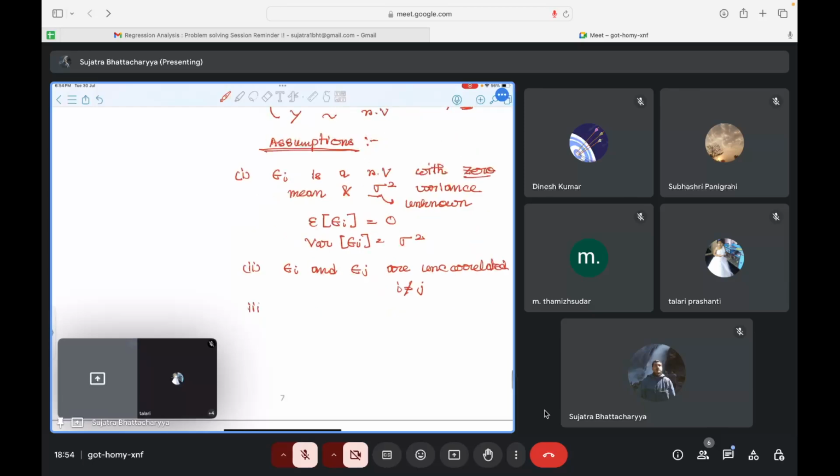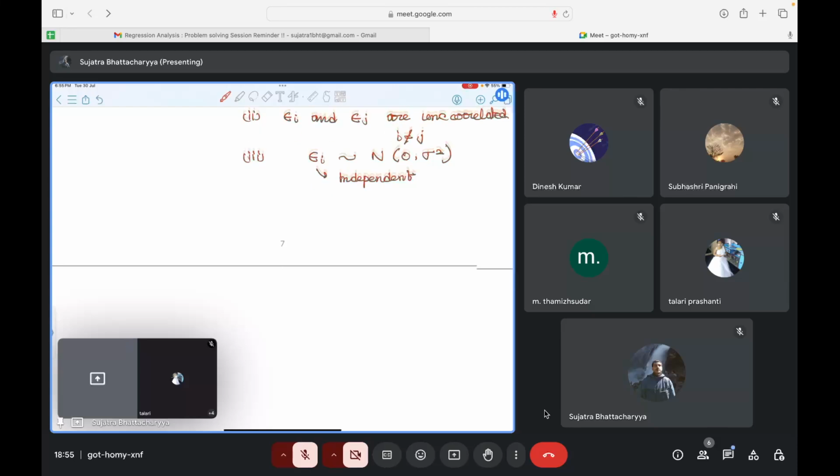Third, epsilon i follows a normal distribution with zero mean and sigma square as the variance. And these epsilon i's are independent, as I already told you. For i not equal to j, they are uncorrelated. Fine. So these are the assumptions for the random noise component, or the random error component.